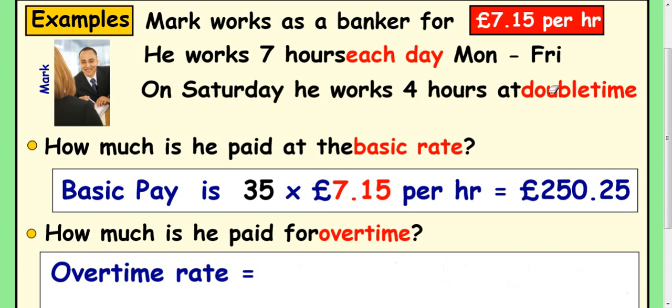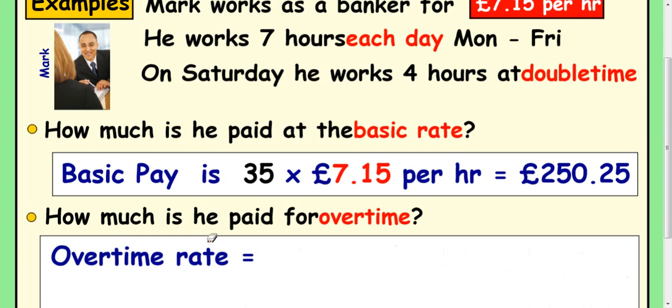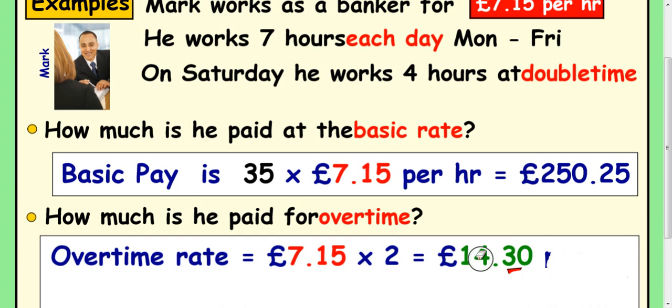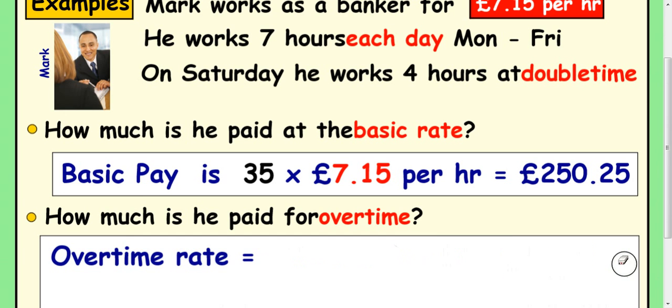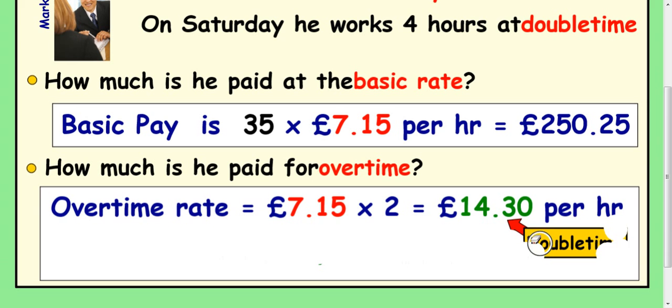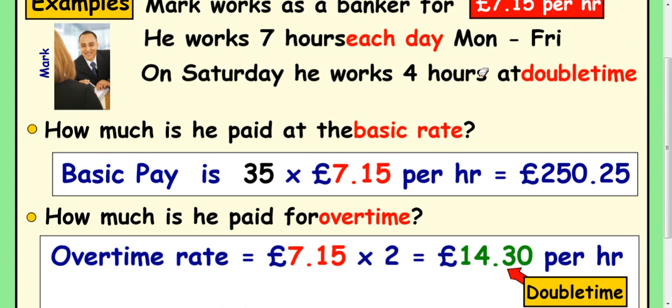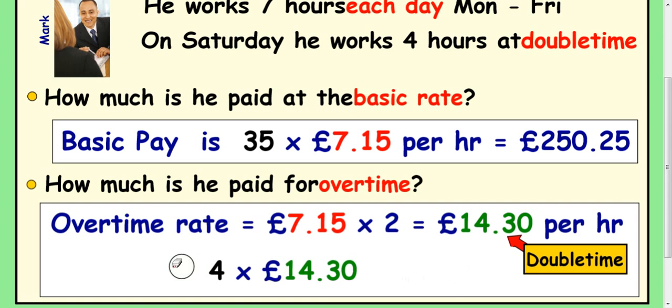Now he does 4 hours at double time. Double time is double this amount, so work out the overtime rate first. Times by 2, and he's getting £14.30 every hour. That's his double time rate. And how many hours is he working? It says he works 4 hours at this rate. So 4 times that, £57.20.